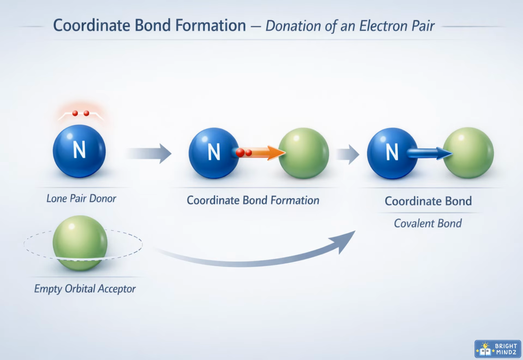Coordinate bonding is a special type of sharing. Here, the shared electron pair comes from just one atom. The donor must have a lone pair available, like nitrogen in ammonia or oxygen in water. The acceptor must be electron deficient, with an empty orbital, like H+. The donor's lone pair is shown moving toward the acceptor with an arrow. Once the bond forms, it behaves like an ordinary covalent bond because both atoms now share the same electron pair.